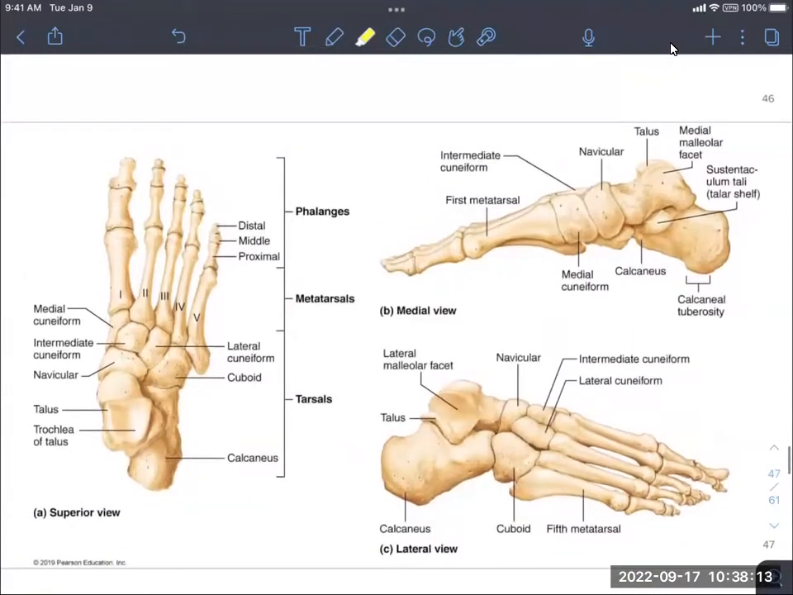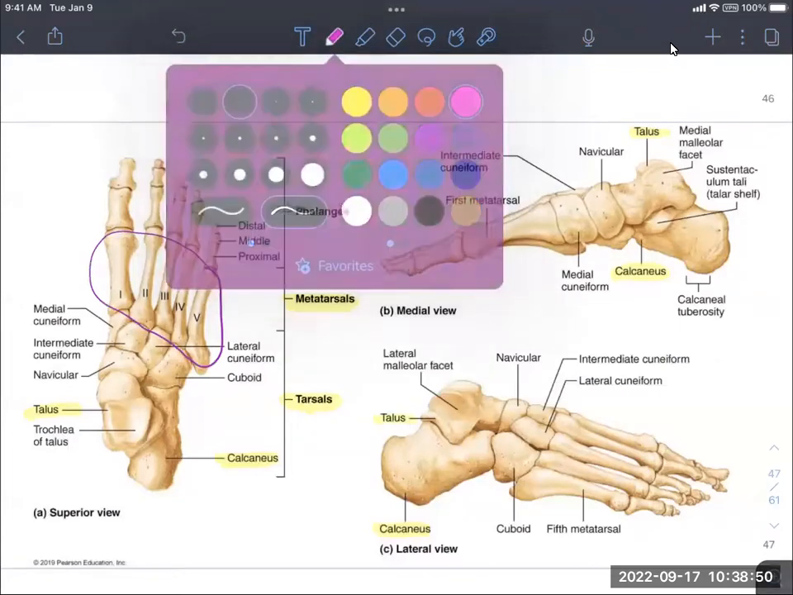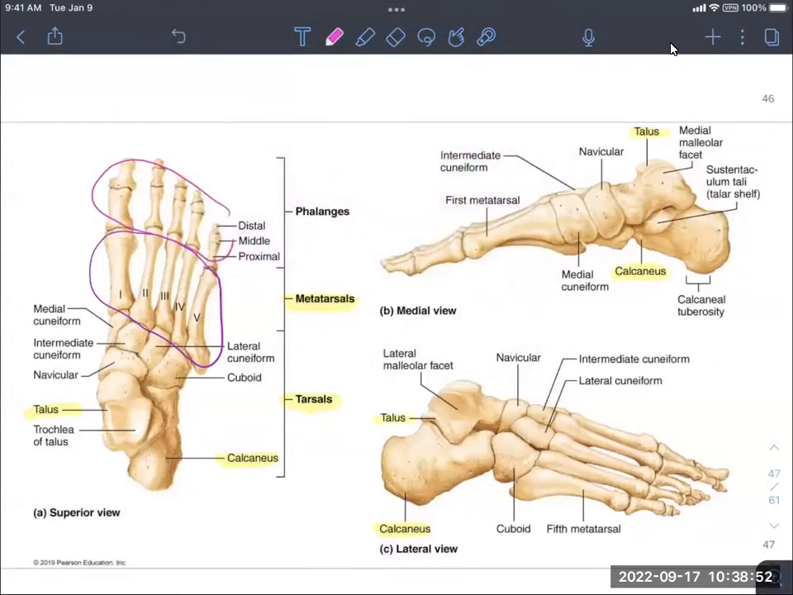So here's a foot. That calcaneus here, this is your heel. Then the bone that sits right above it is the talus. These are the two that you need to know the names of. The rest of them are just known as tarsal bones. Our metatarsal bones make up the ball of your foot. Then your phalanges are your toes.